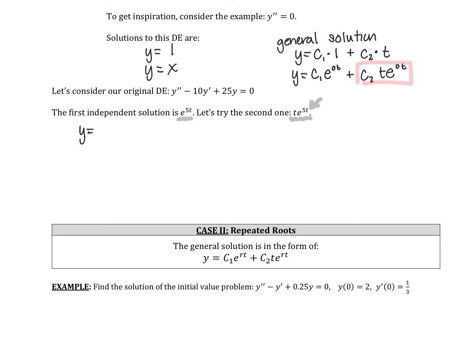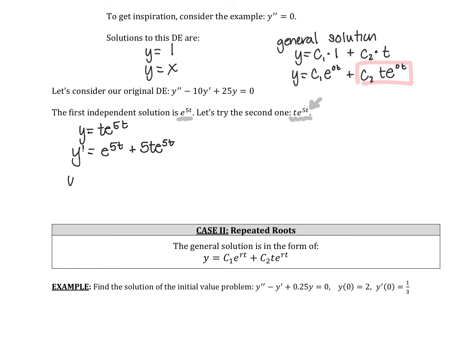If y, our solution, is te to the 5t, then y prime, we'll have to use the product rule. So derivative of the first is 1 times the second plus the derivative of the second times the first.